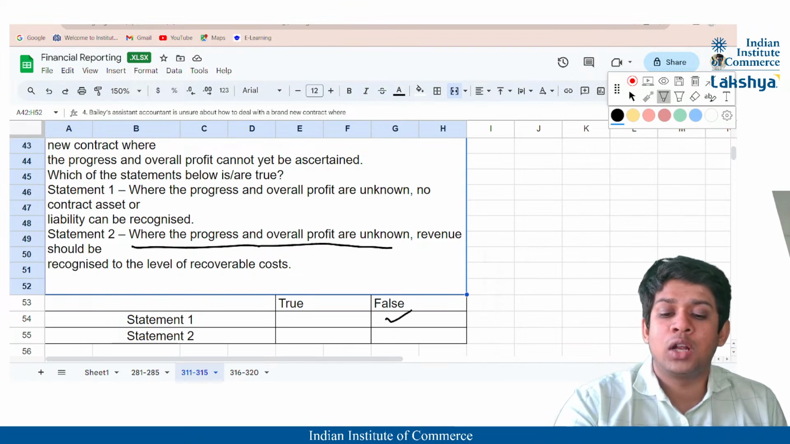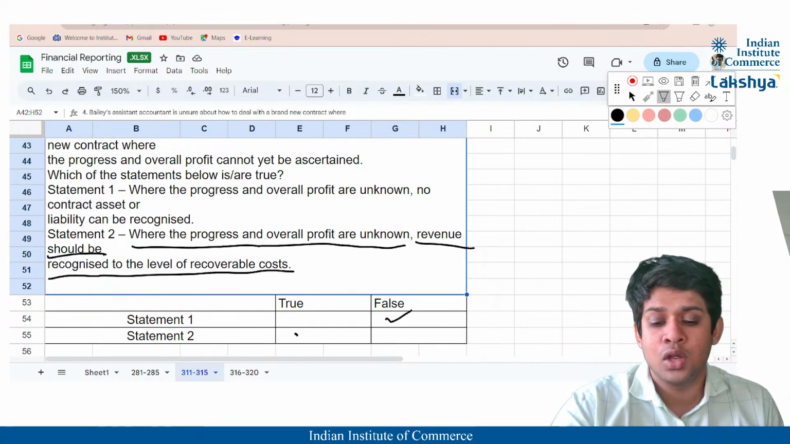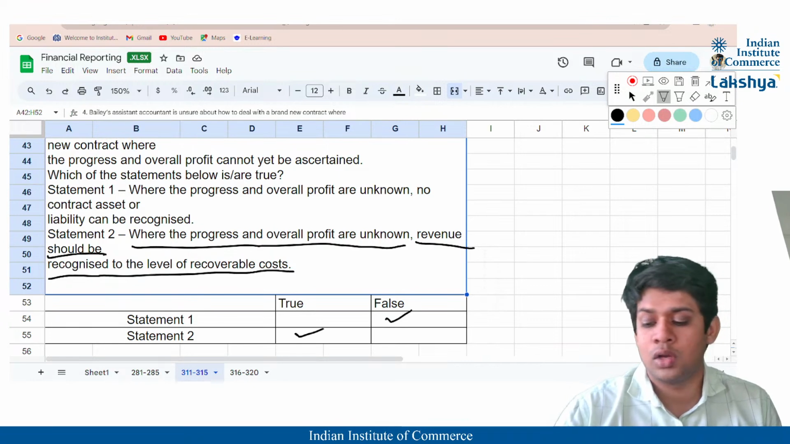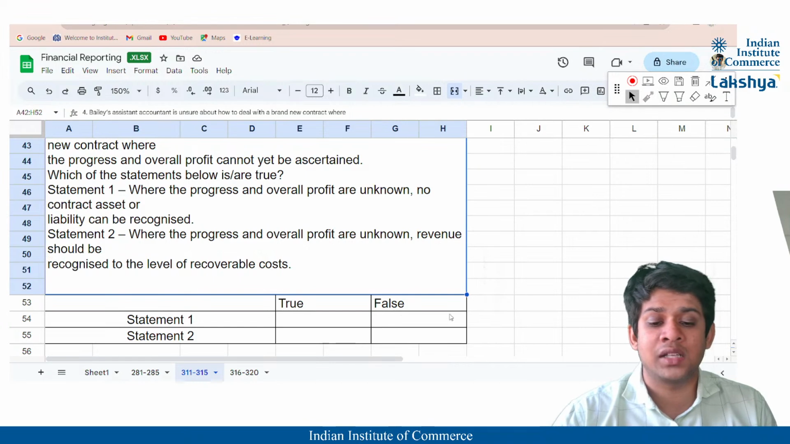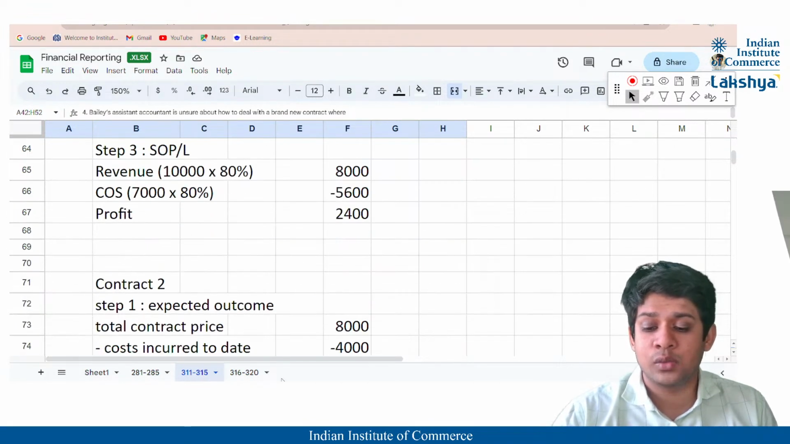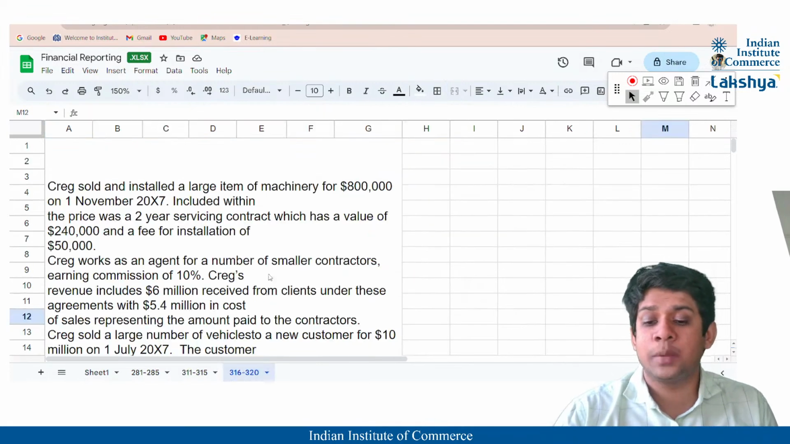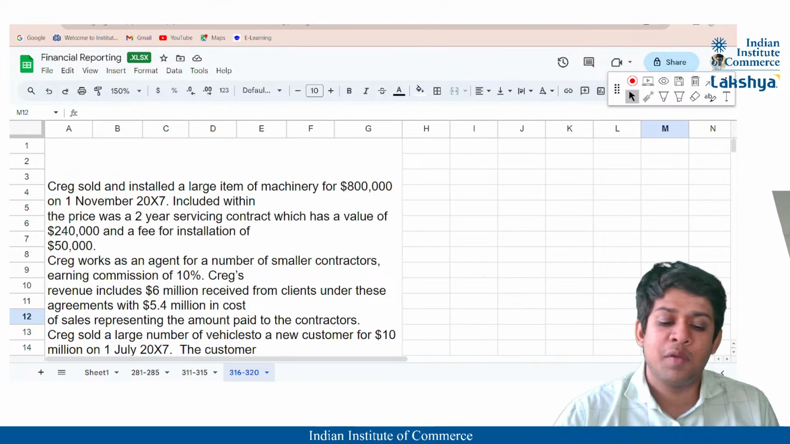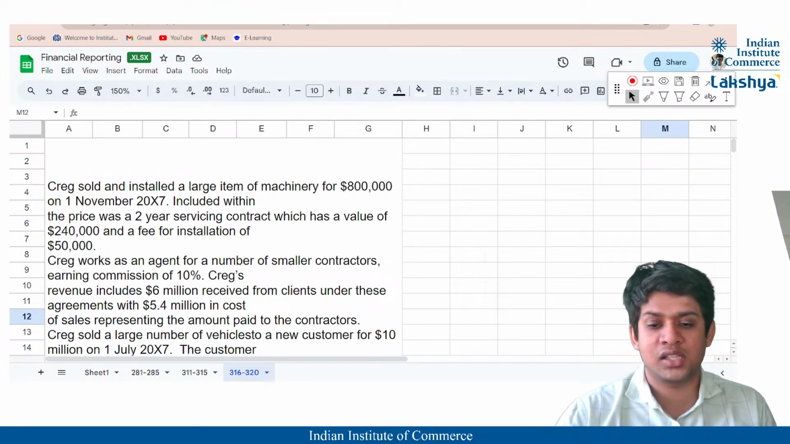Where the progress and overall profit are unknown, revenue should be recognized to the level of recoverable cost. Obviously, revenue and the cost to date will be the same. So the second statement is true. So it will be false and true. Okay, I hope this part is clear to you all. With this, we come to an end of this question. Now we jump to the last question, guys. Before that, we will just take a 2-minute breather break and return with the next question.